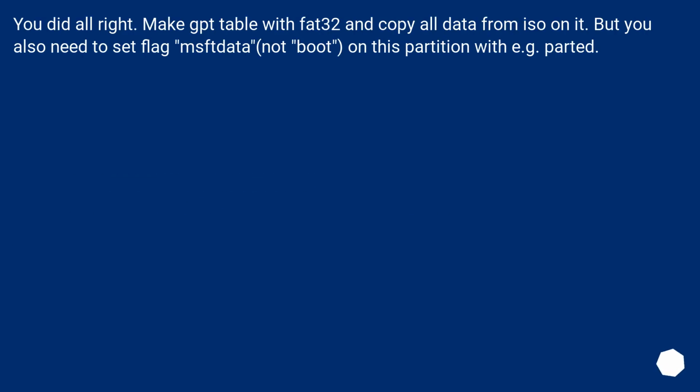You did all right. Make a GPT table with FAT32 and copy all data from the ISO on it. But you also need to set the flag msftdata, not boot, on this partition with, for example, parted.